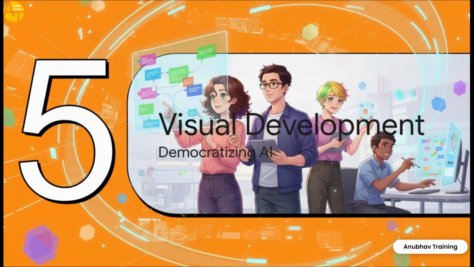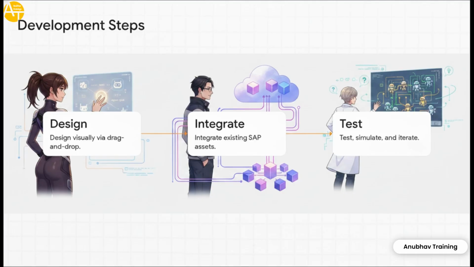Which leads us to Section 5, Visual Drag-and-Drop Development, Democratizing AI. Let's see how this builds, because the best part is you really don't need a PhD in computer science to set this team up. All you need is an SAP Build developer license. The whole development process is incredibly straightforward. Step 1, you design everything visually using a super familiar drag-and-drop interface, defining your inputs, outputs, and agent goals. Step 2, you integrate your existing SAP process automation assets. So you're not starting from scratch, you're building directly on the automation investments you've already made.